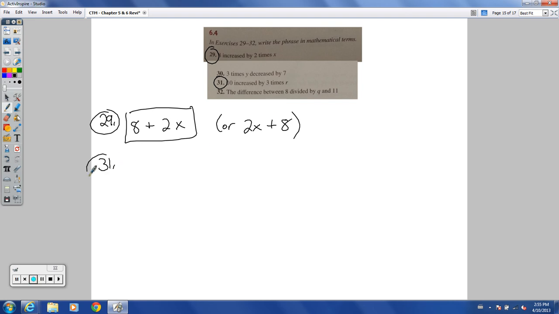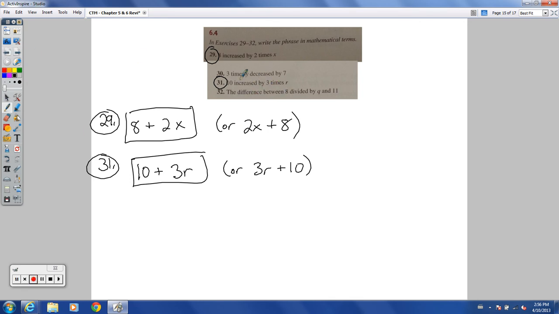And then number 31, 10 increased by 3 times r. Sounds like the same sort of wording here, so the answer is found in the same way. 10 increased by, or added to, 3 times r would look like that. You could also write it like this. These other ones, decreased by, you'd be subtracting, the difference, subtracting again there.